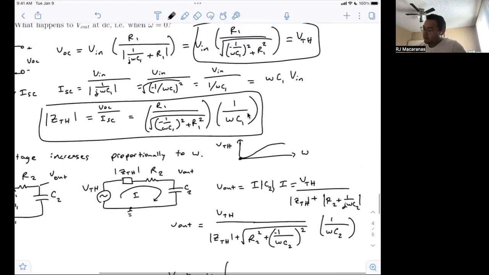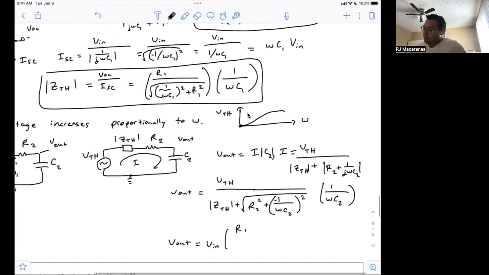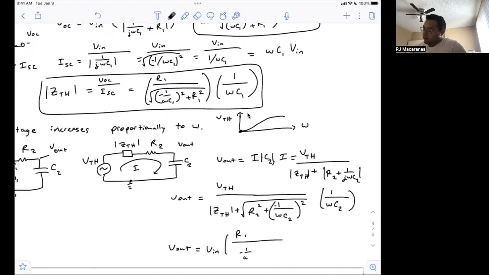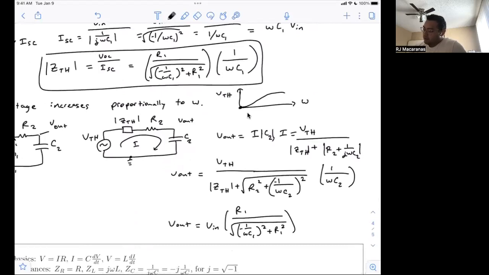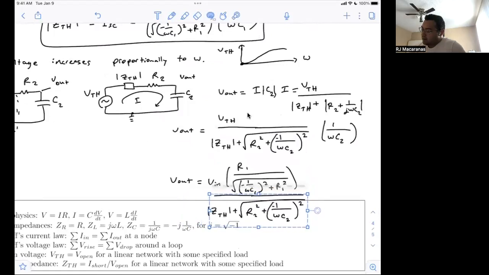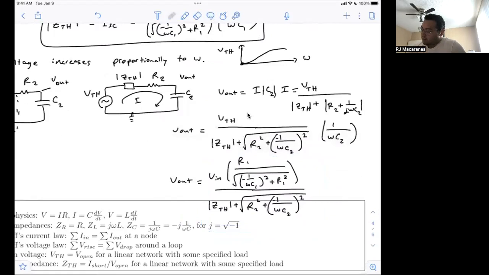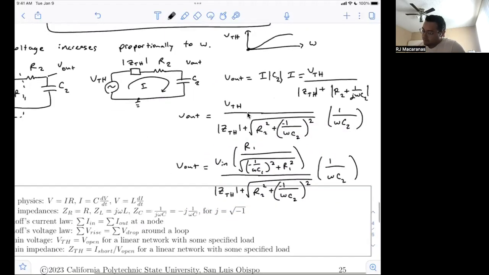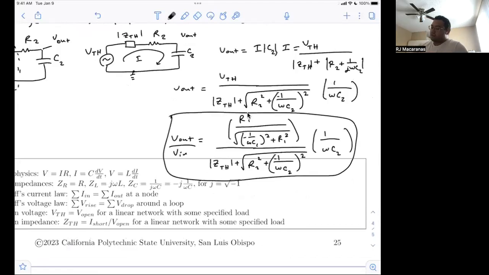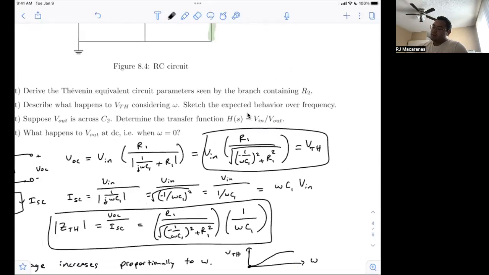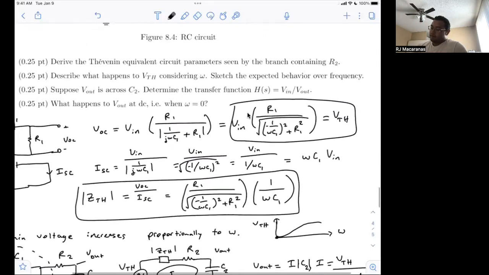V in. So I'm writing out V Thevenin here, times R1 divided by the square root of (1 over omega C1) squared plus R1 squared. That's our V Thevenin. And then we divide by this whole thing. Copy that over and multiply by 1 over omega C2, which then gives us, if we divide by V in, that is our transfer function, unfortunately. And I've got this in omega. I think I'll ask for it in omega instead of s, just so that this is no longer difficult.